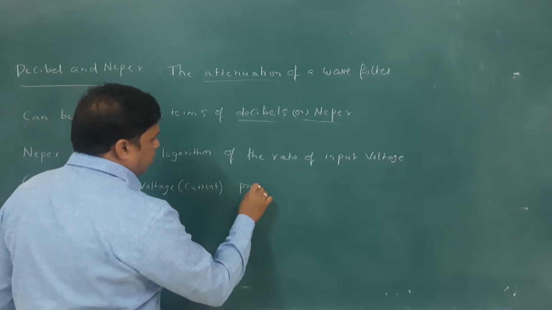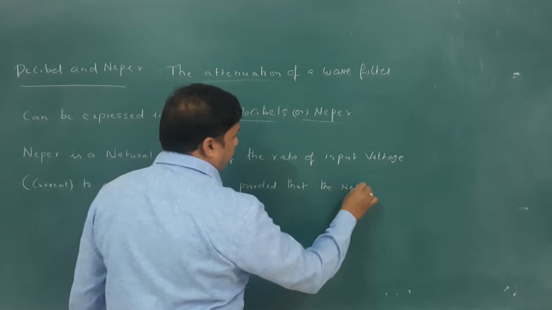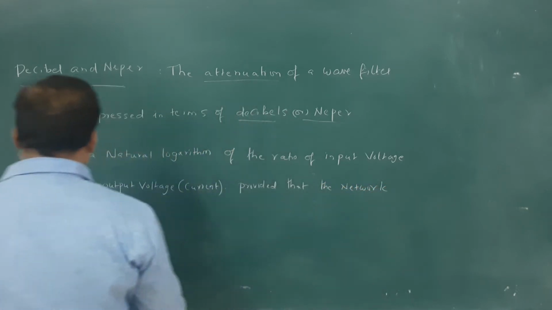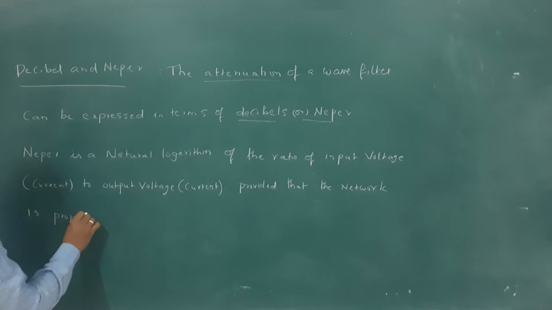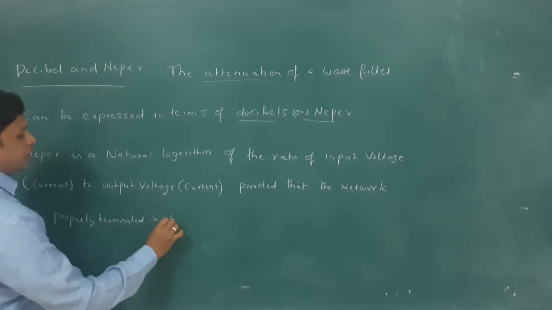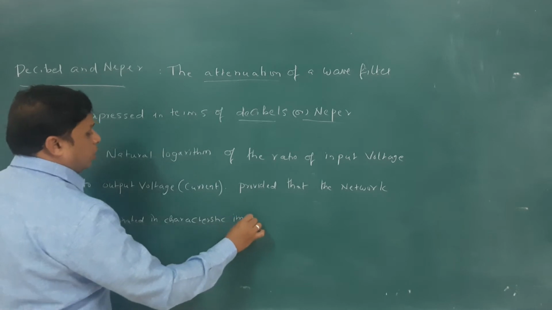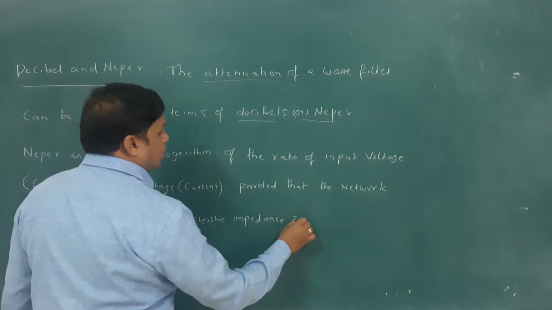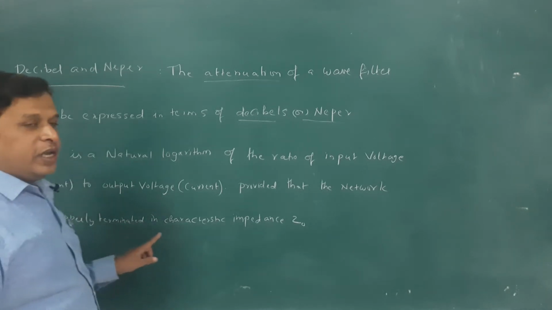Provided that the network is properly terminated in characteristic impedance Z0. So this is what it is used for expressing attenuation, and it is the natural logarithmic value of the ratio of input voltage to the output voltage, provided the network is properly terminated in the characteristic impedance Z0.